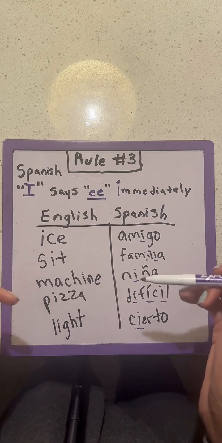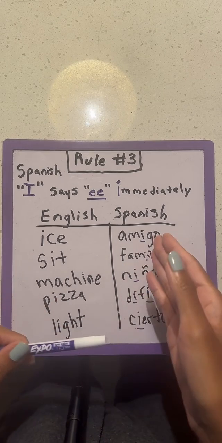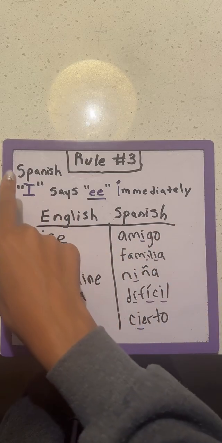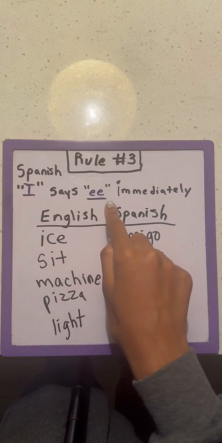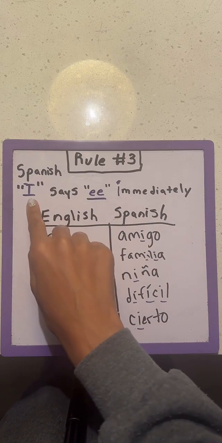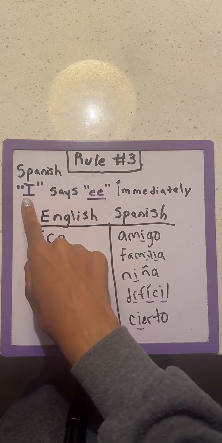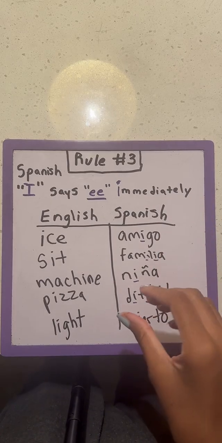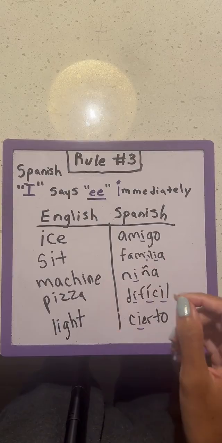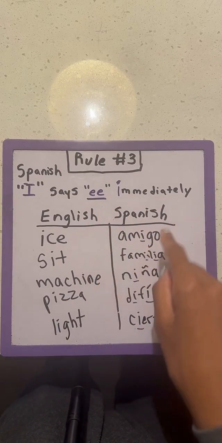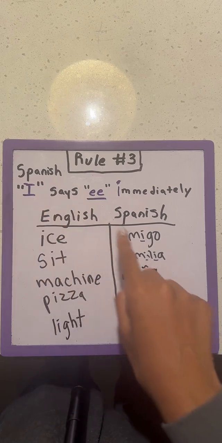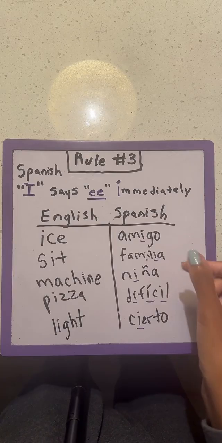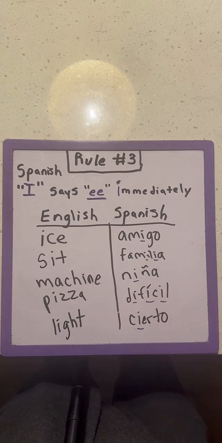If you need help remembering how this is pronounced, it's going to be pronounced the same way every time. It will never change. The Spanish I says I immediately. So if you're ever wondering, am I going to pronounce it this way or that way? Well, look, it's always going to be pronounced I immediately. So whenever you see this letter in Spanish, you're going to say I immediately. So it's always going to be amigo, familia, niña, difícil, cierto.